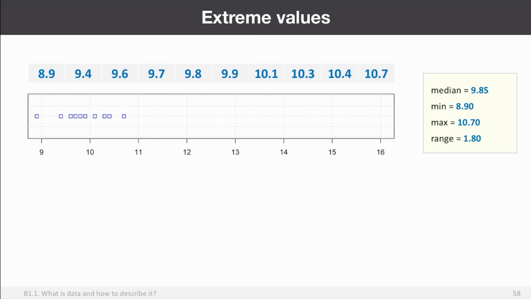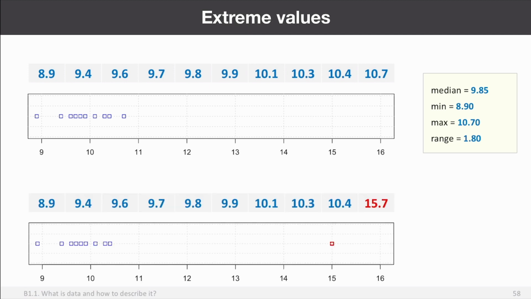I mean, most of the values are located on the left side, but that's made on purpose. These are the statistics that we have: median, min, max, and the range. That's exactly the same statistics as we computed before. Now imagine that in our sample we have an outlier or extreme value. In this case, you can see the last value is 15.7 instead of 10.7.